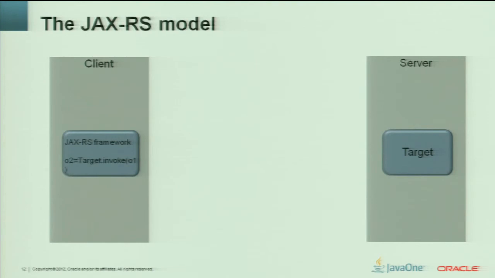So, a small animation on how it works. We have the client on the left side with the JAX-RS framework, and the server on the right side where we have the target. So some kind of resource on the web, and we want to use it and talk from the client to the server. So we have a Java object, O1, and we are invoking something on the target with O1 as a parameter. And O2 is the return object of this invocation.